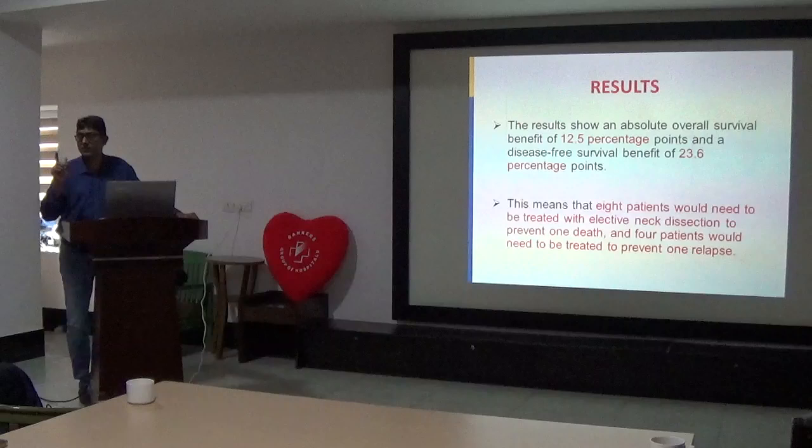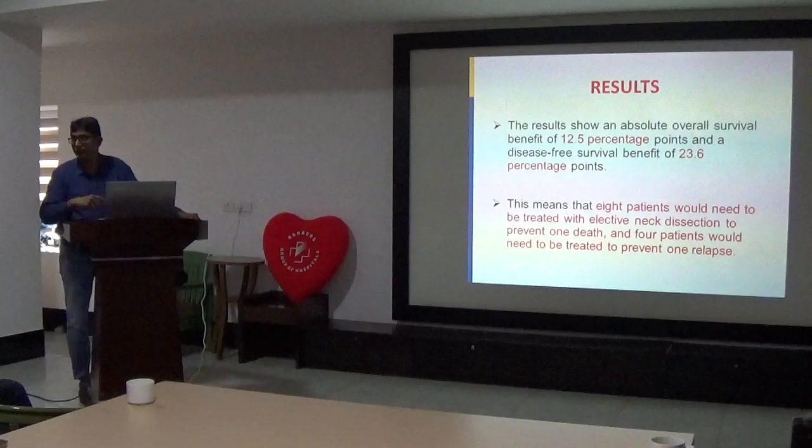So 8 patients, if I operate neck for a T1, T2 tumor, I prevent one death. And if I treat 4 patients neck, I prevent one recurrence or one relapse in the neck. So this is why addressing the neck is very important when you have a node negative neck, clinical and radiological. This is the injustice to the others. So that is what happened.